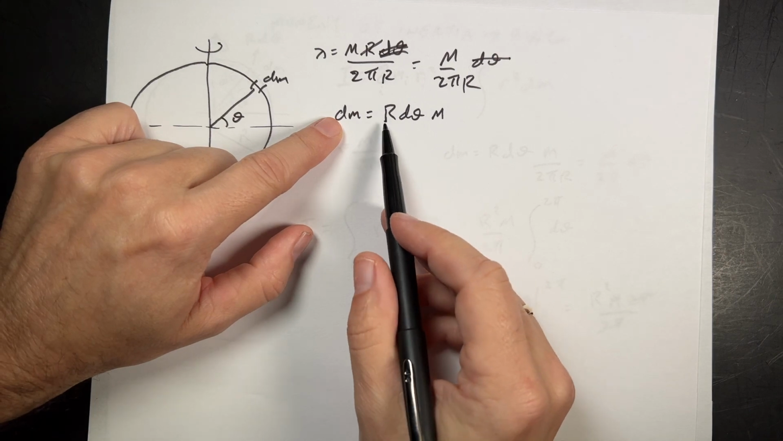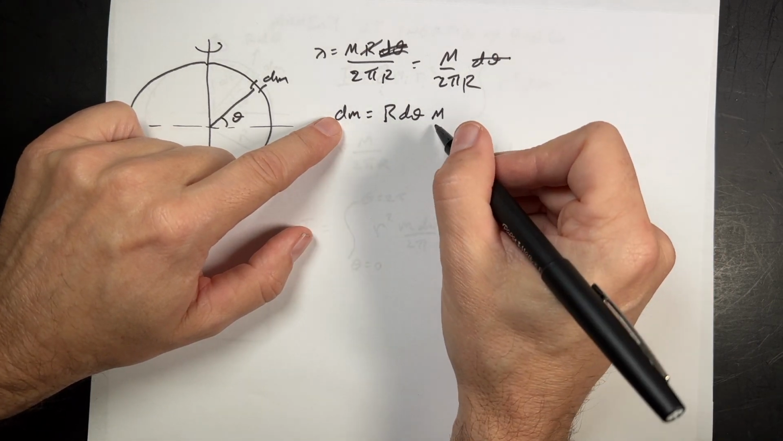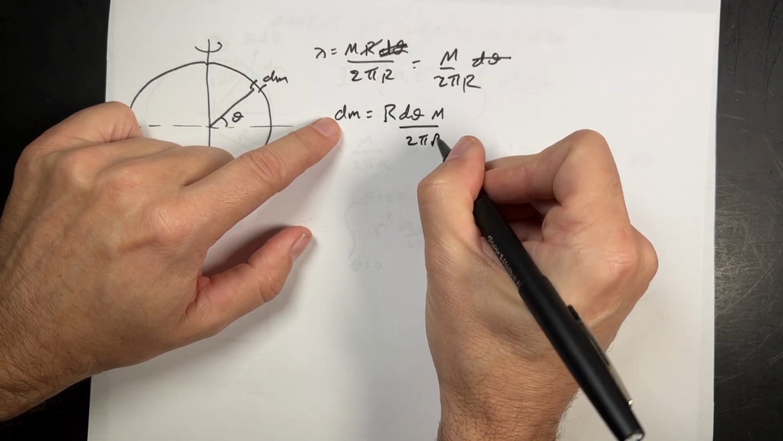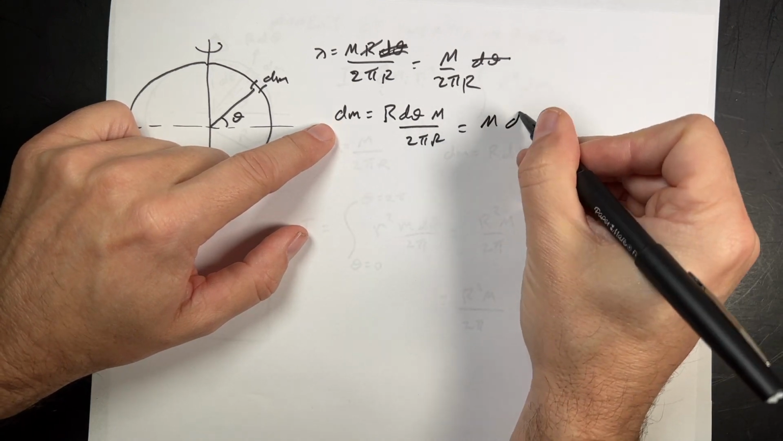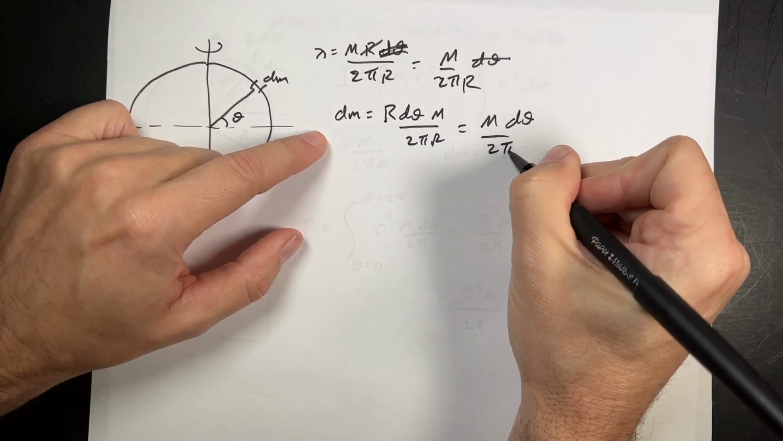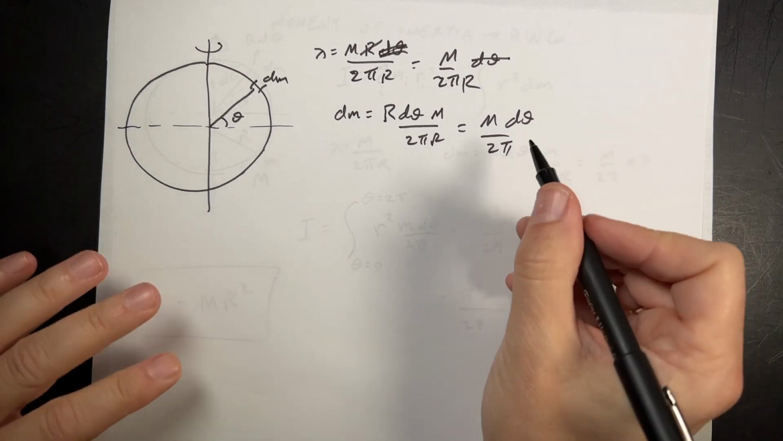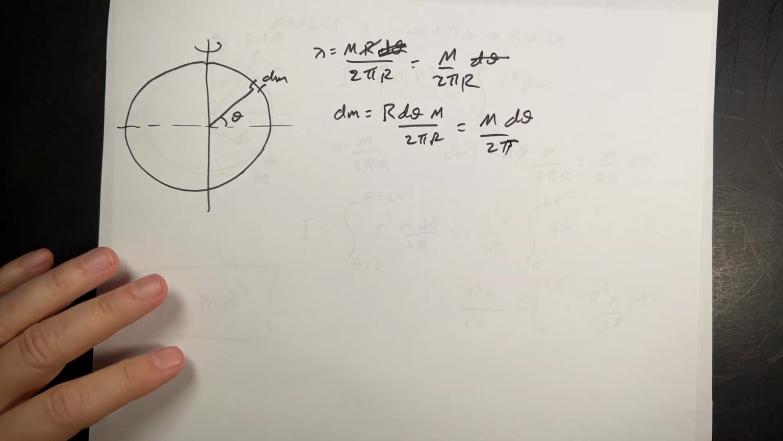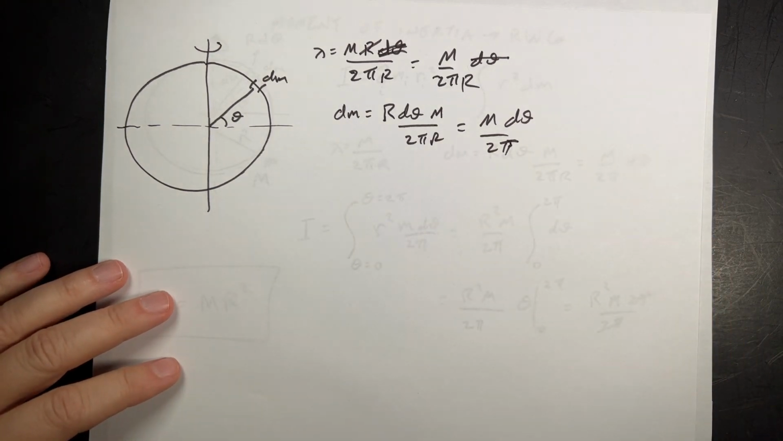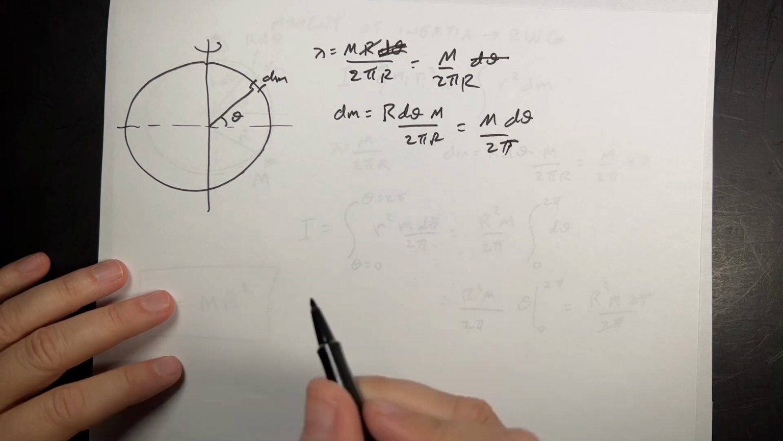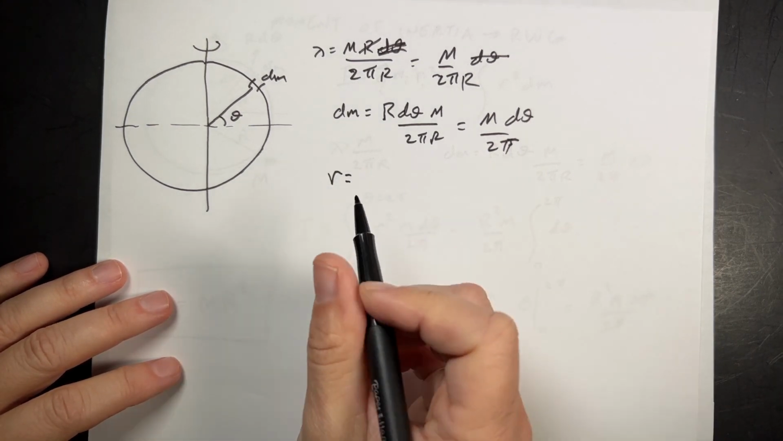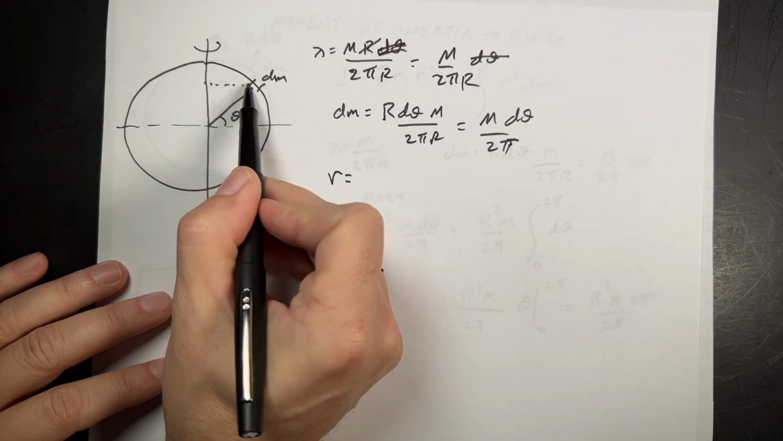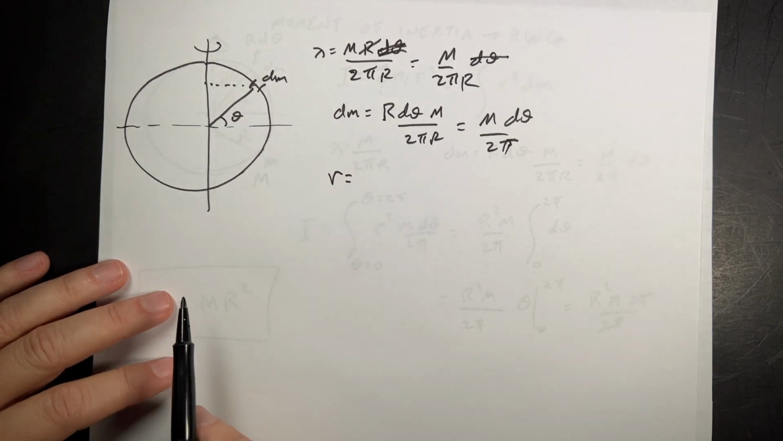So it's going to be r d theta times this, which is m over 2 pi r. So I get m d theta over 2 pi. That's my mass, and it doesn't change with theta. It depends on d theta. But now what about r? If you'll notice here, this is my r. And so r is not constant.